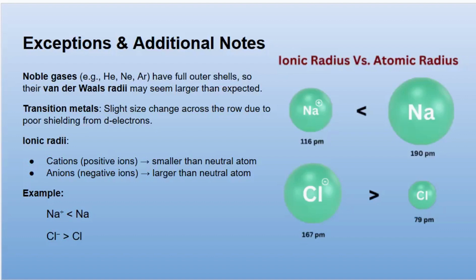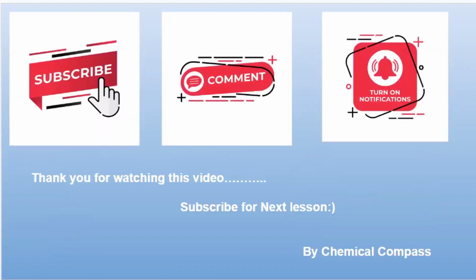Alright, let's quickly wrap this up. Atomic size is the distance from nucleus to outermost electron. It depends on the number of shells, the nuclear charge, and shielding. It decreases across a period and increases down a group. There are some exceptions like noble gases, transition metals, and ions, but overall these trends help us understand chemical reactivity and bonding. And that's a wrap-up on atomic size.